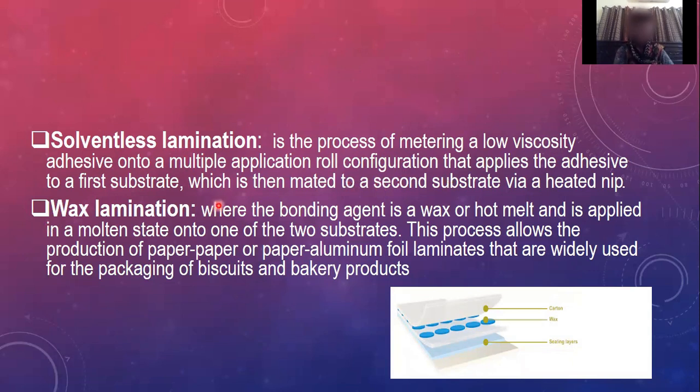Next, we have wax lamination. In wax lamination, the binding agent is a wax or hot melt and is applied in the melted state onto one of the two substrates. This process allows the production of paper or paper aluminium foil laminates that are widely used in the packaging of biscuits and bakery products. This is also a type of dry lamination. With the help of dry lamination and wax lamination, these products and the bakery items can be formed.